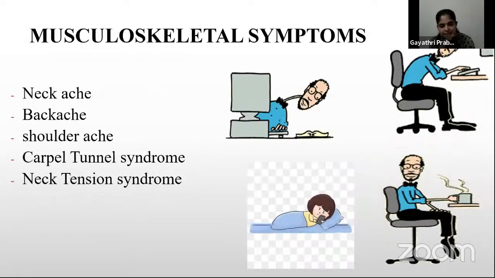Now, the next problem or aspect that we'll be looking at is the musculoskeletal aspect. So here again, a lot of patients come with complaints of neck pain, headache, neck and back pain, which is increasing the tension headache that they come with. They'll have shoulder aches. They can complain of wrist pain or carpal tunnel syndrome. So these are mainly because of poor posture when they are working on the screen, or this could be because of the ergonomic workstation requirements that they work in.